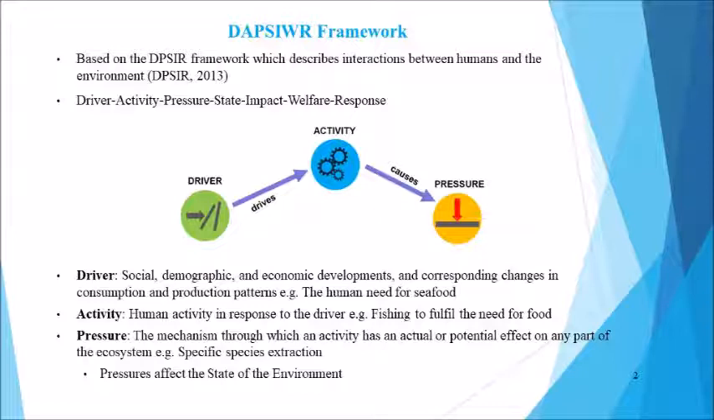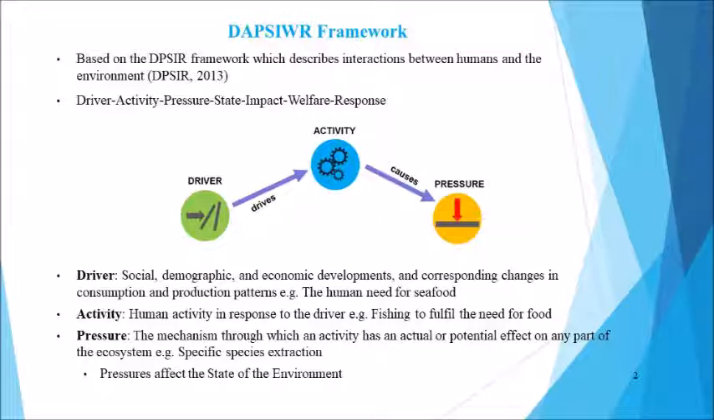And in the image here we have the first three elements of the DAPSR, which are driver, activity and pressure. So as we can see in the diagram, the driver drives an activity and the activity causes a pressure. So a driver is a social, demographic or economic development and the corresponding changes in consumption and production patterns. So an example of a driver would be the human need for seafood.